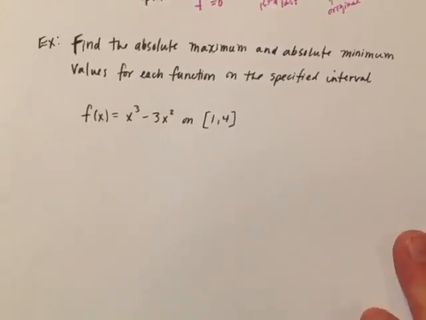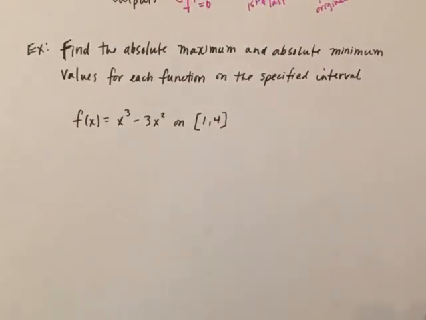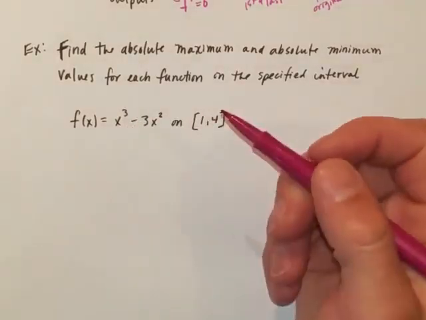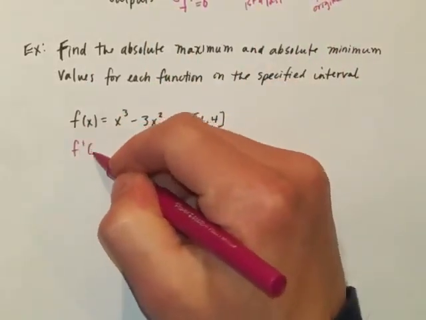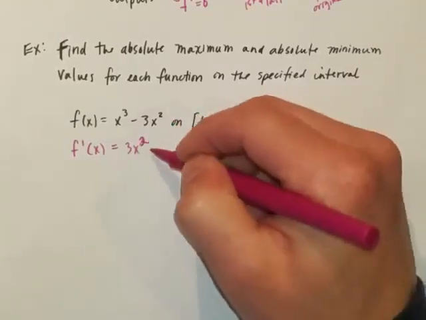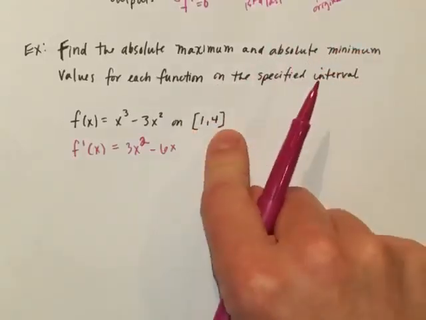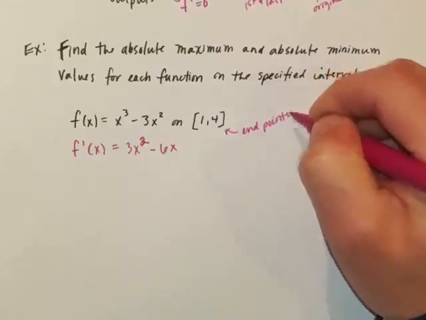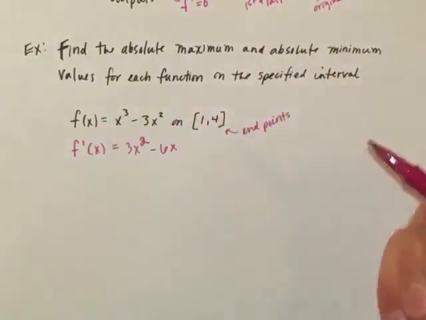We're going to start by finding the absolute maximum and absolute minimum values for each function on the specified interval. The very first function we have here is f of x equals x to the third minus 3x squared, etc. The first thing we have to do is find our critical points, so let's find where f prime equals 0 by finding f prime to start. So 3x squared minus 6x, and we're still talking about this interval. Maybe I should annotate here, these are my endpoints, and what I'm doing here is finding my critical numbers or critical points.